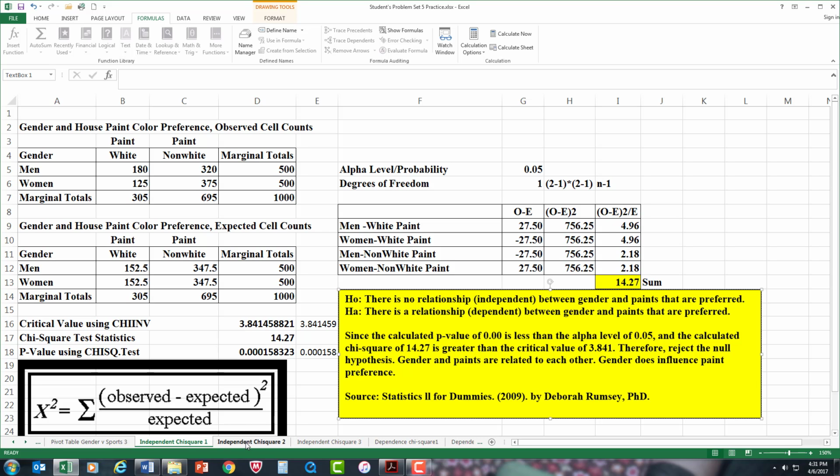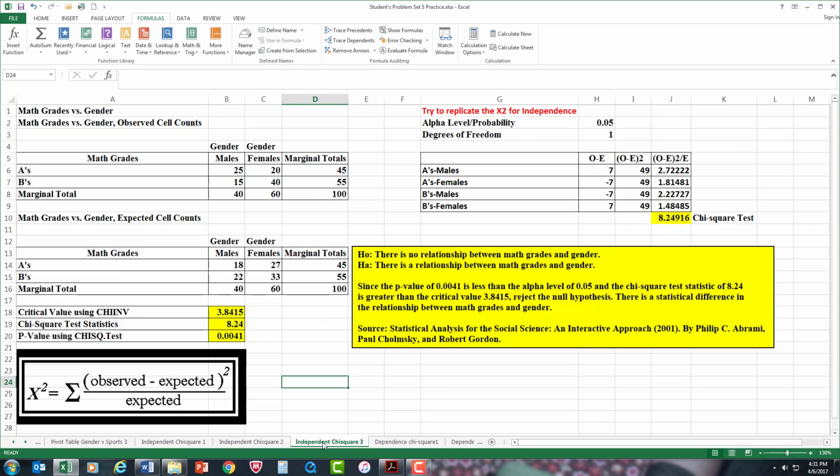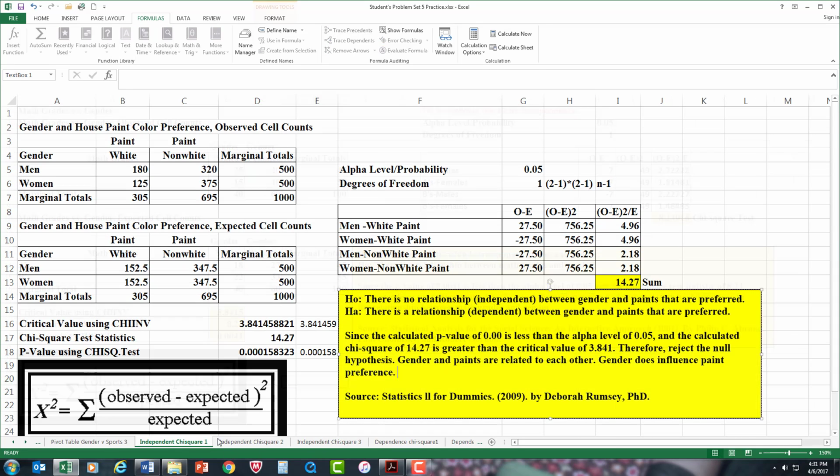Now, in the Excel practice sheet I gave you, there are 2 more to go. I gave you the actual answer. See if you can replicate exactly what I have done. All right, that's about it.